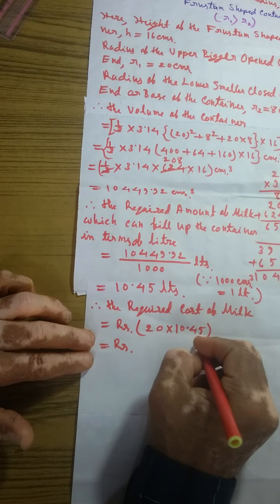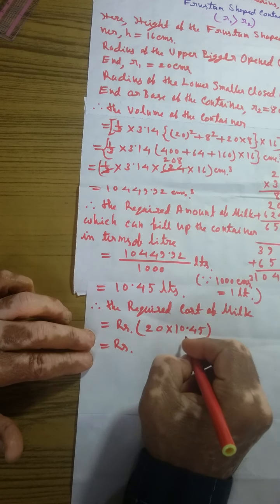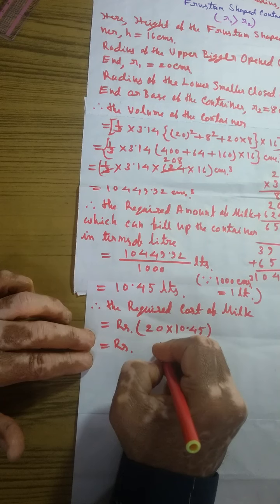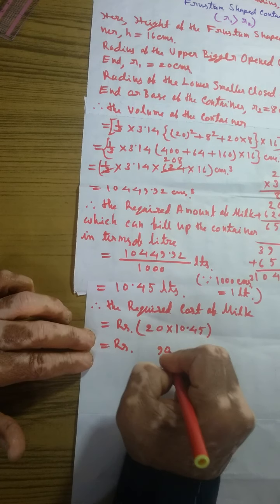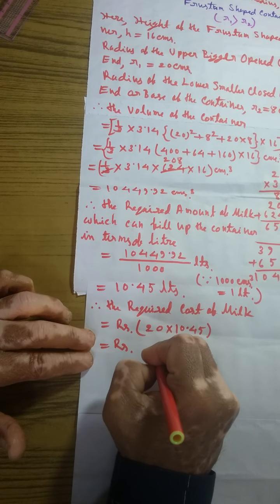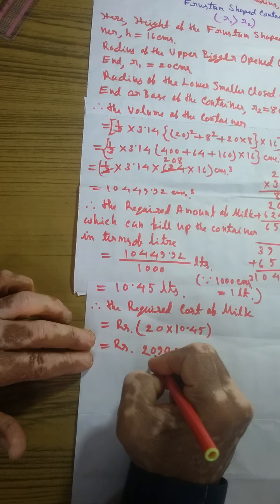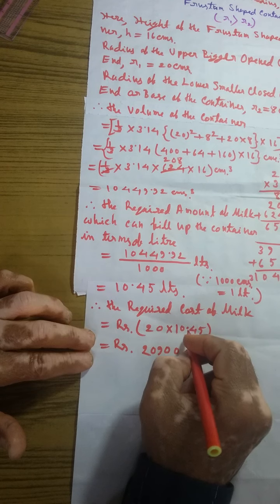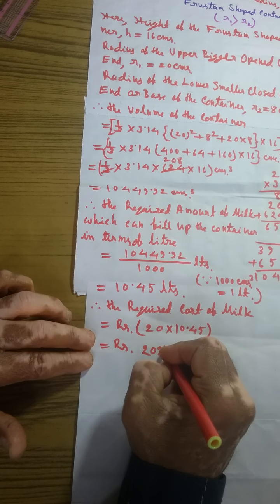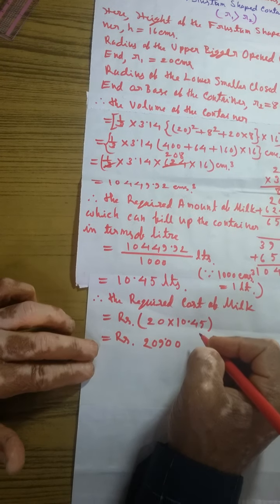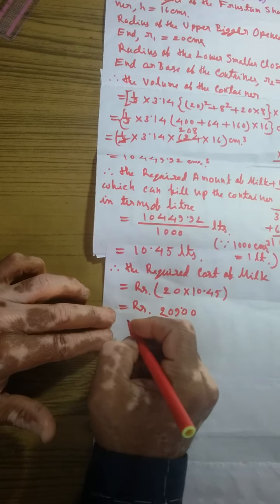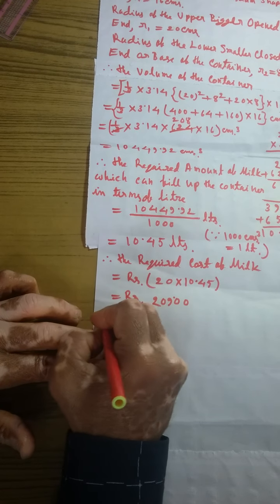If we multiply this number by 2, we will get 2 5 is 10, 2 4 is 8, 9, 2 0 is 0, 2 1 is 2. If we add this 0, we will get 20900, and if we put the decimal point here, it will be rupees 209. So after this, let us proceed in this way.